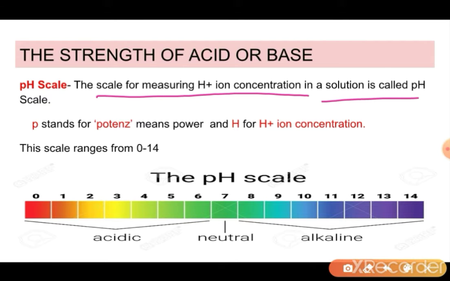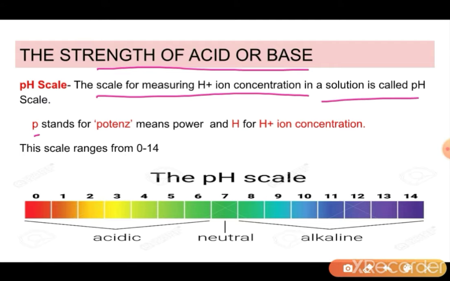How is this pH scale helpful? It is helpful in measuring the strength of an acid. We have two types of acid: strong acid and weak acid. Similarly for bases, we have strong base and weak base. So how do we come to know which one is strong and which one is weak? That all depends on the H plus ion concentration. So the pH scale is helpful in measuring the H plus ion concentration.